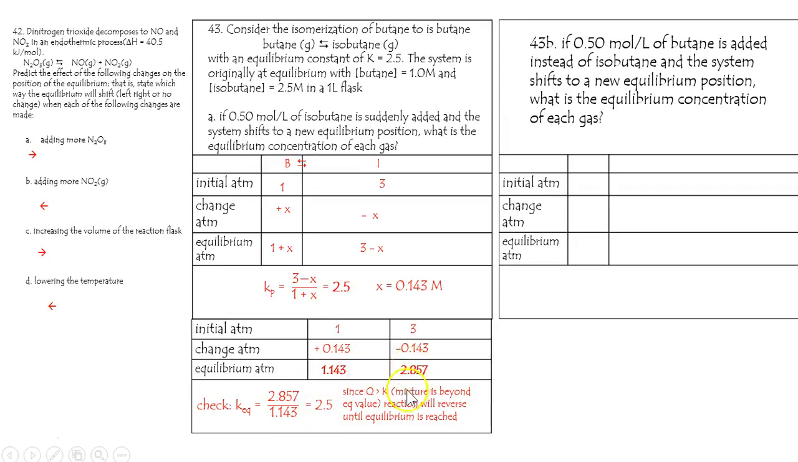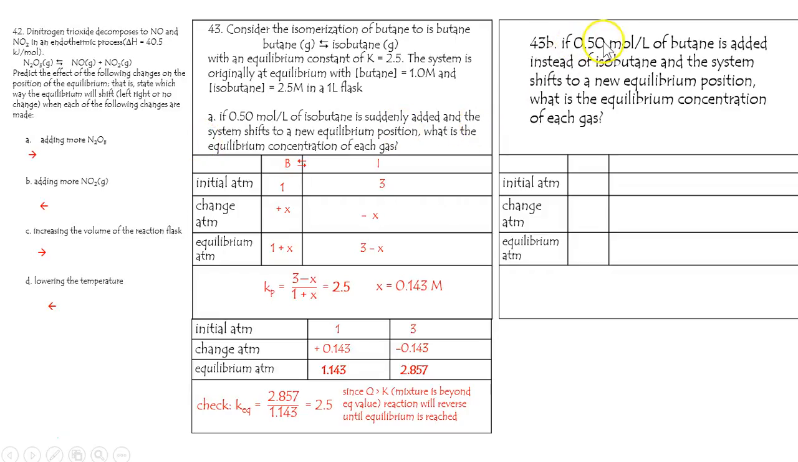Not a bad idea to replug in to make sure it works. And it does. 2.857 divided by 1.143 equals 2.5. Relatively challenging problem by virtue of the fact they just don't give you initial and final. They say they add something. So finding the initial conditions, a little tricky there.